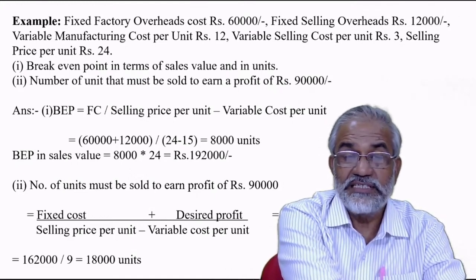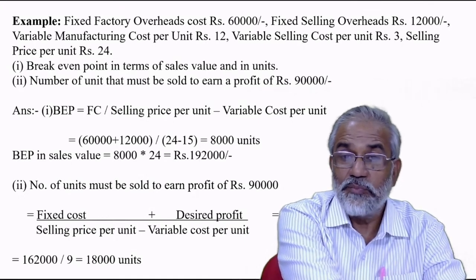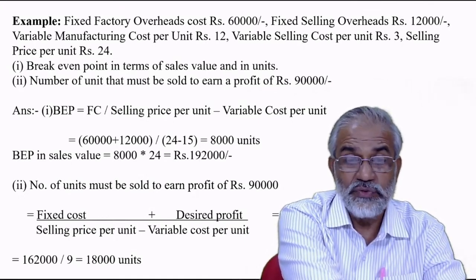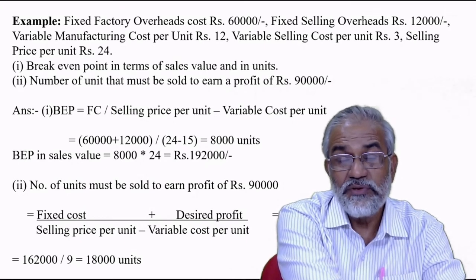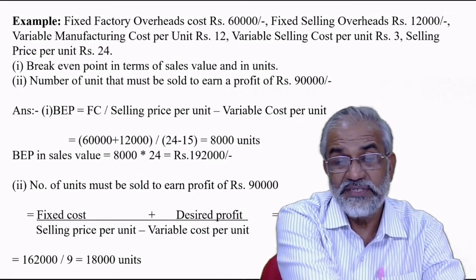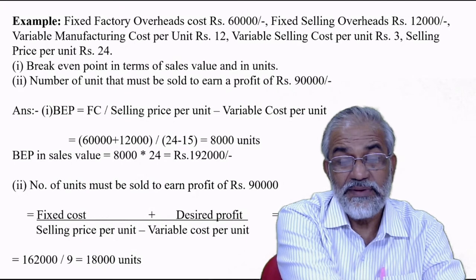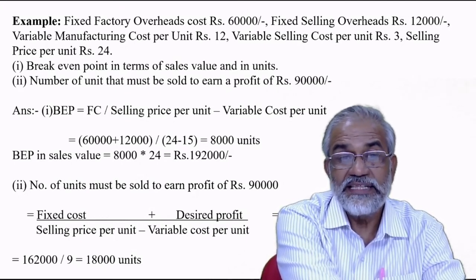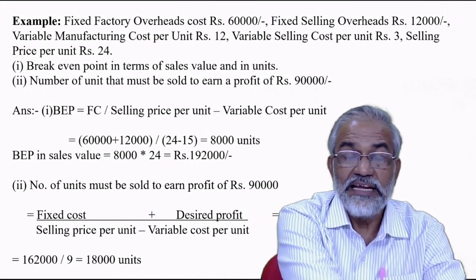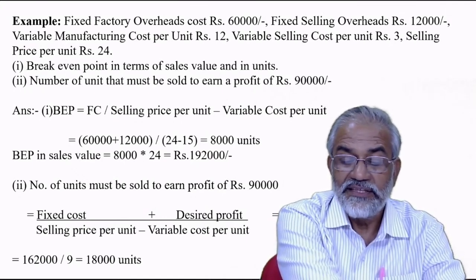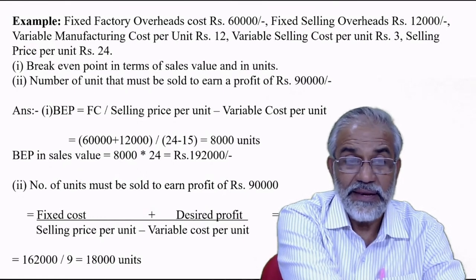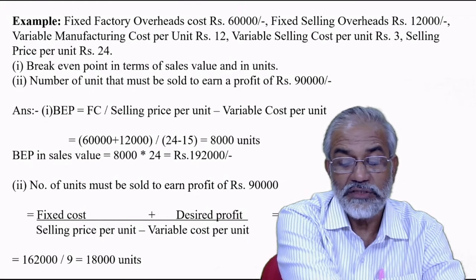So the total fixed cost is 72,000 and the contribution per unit is equal to sales per unit minus variable cost per unit, that is 24 minus 15, that is coming to 9. So when 72,000 is divided by 9, it gives rise to the resultant figure, that is 8,000 units. That means at 8,000 units, the organization will be at break even, and at that particular point, there won't be any profit, there won't be any loss.